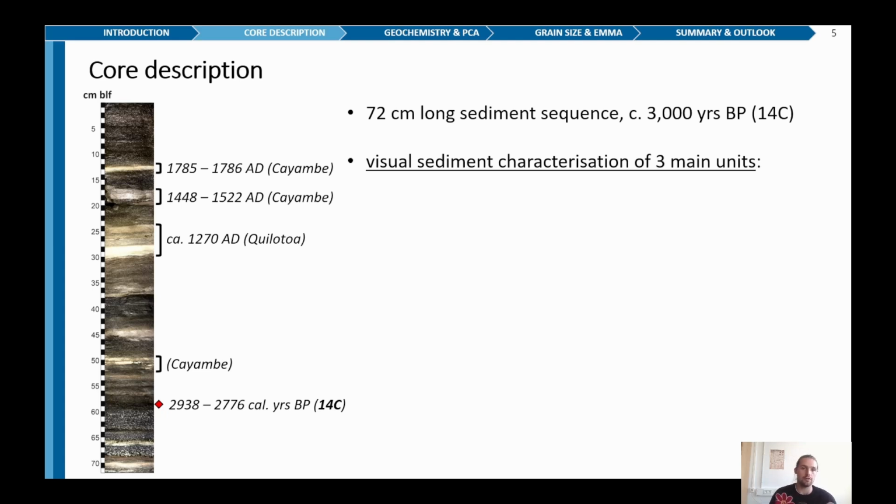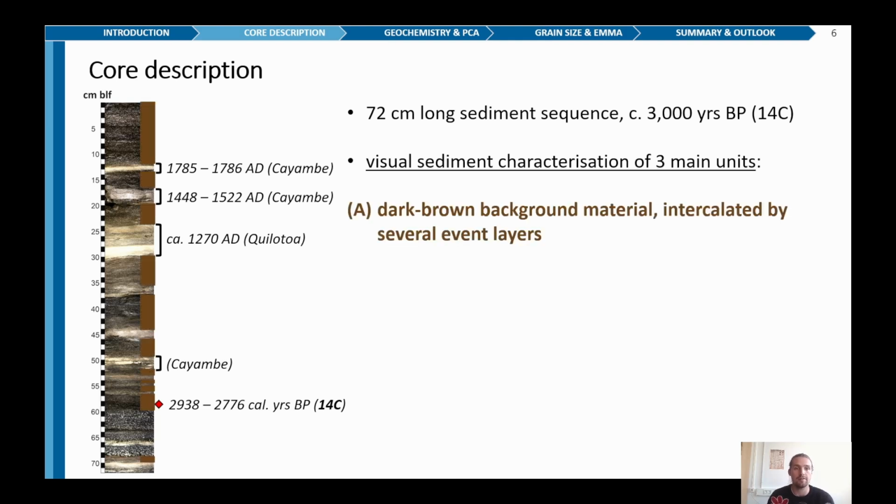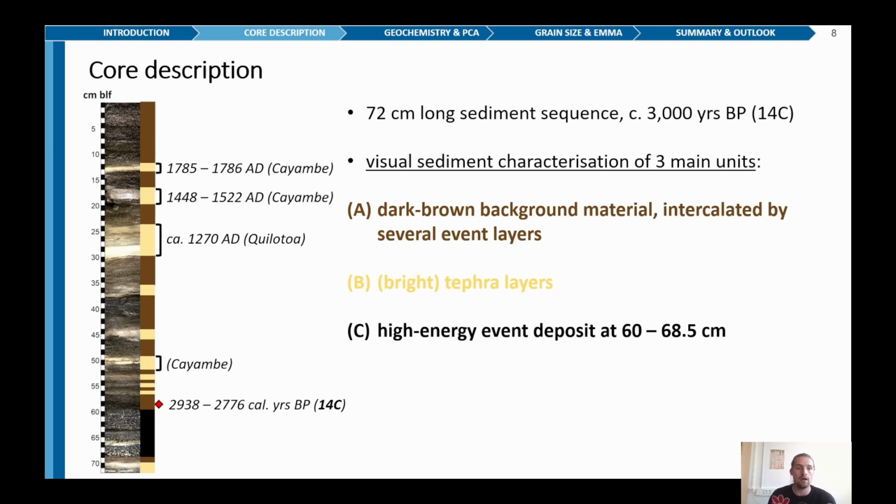So let's have a look at the sediment core. It is 72 centimeters long and covers a time range of 3,000 years, calibrated BP 14C. As you can see on the left side, you can also see some dates of already analyzed tephra layers, which also helped to create a time frame. The sediment can be visually characterized and divided into three main units. We have this dark brownish background sediment material intercalated by several tephra layers, and then we have a coarse-grained event deposit at the base of the core.